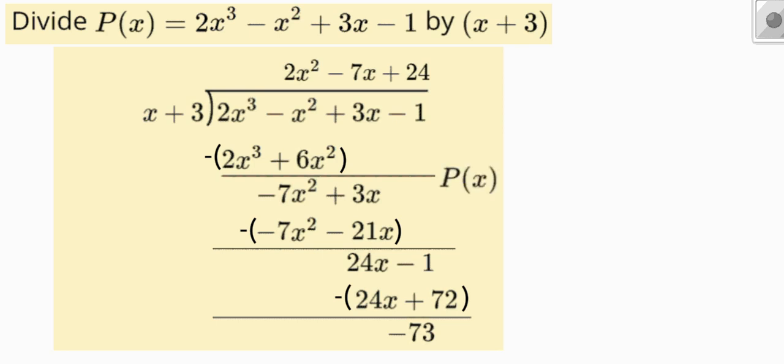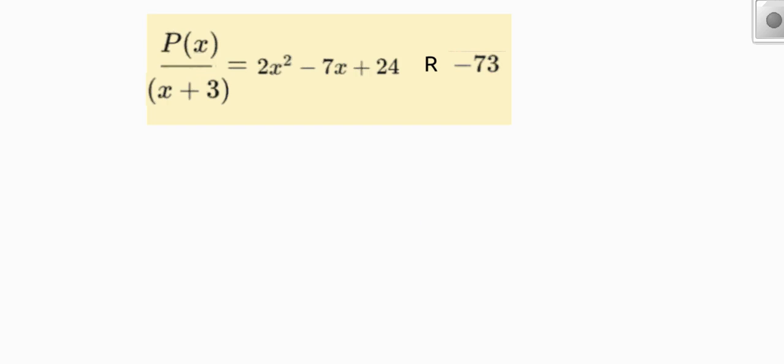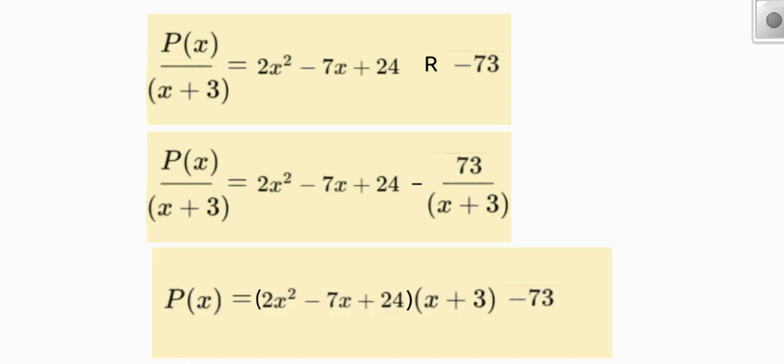So what I've done is p of x divided by x plus 3. It gave a quotient of 2x squared minus 7x plus 24 with a remainder of negative 73. Now we can rewrite that in mixed number form. So once again the remainder becomes the numerator over the divisor. So we end up with negative 73 over x plus 3. If I multiply both sides by the x plus 3, we can express p of x in terms of the quotient. Here's our quotient, here's our divisor, and here's our remainder.